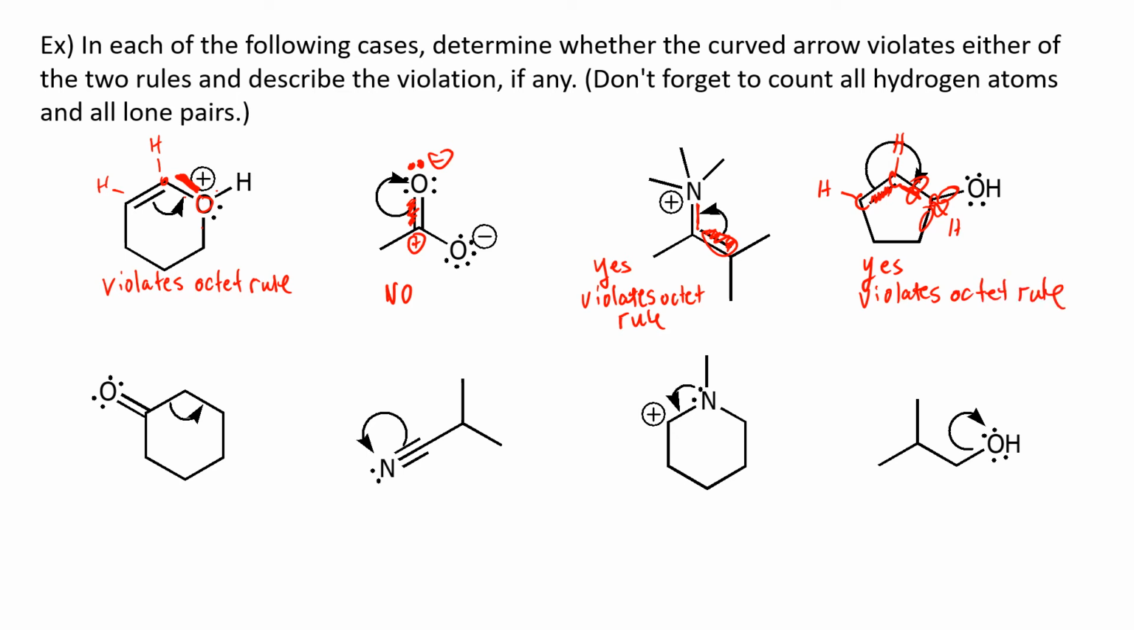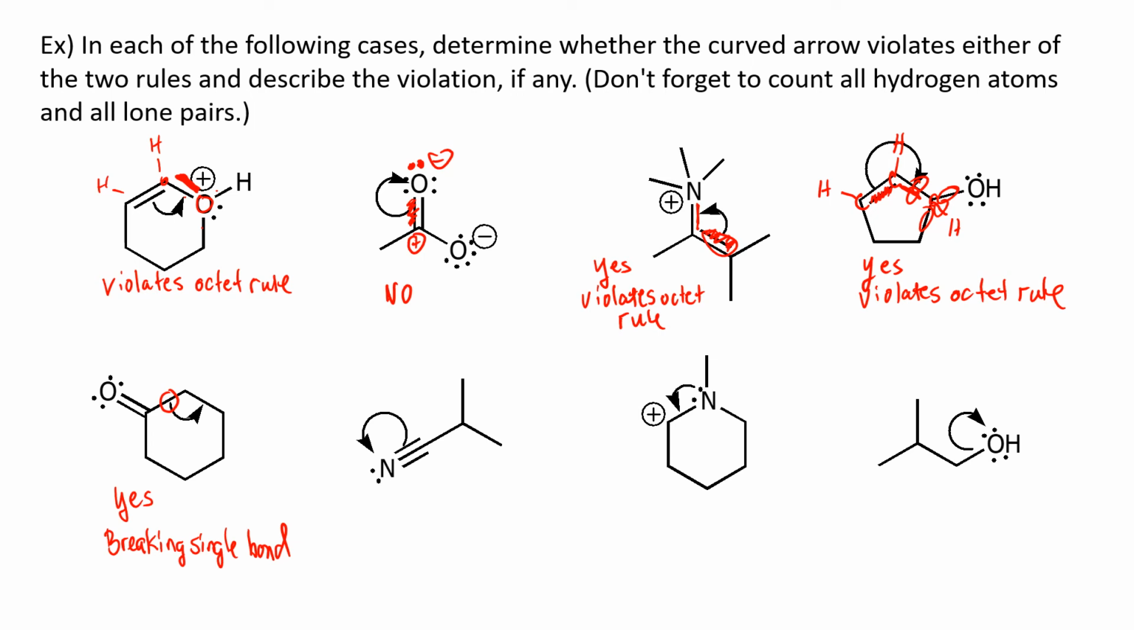In our next example, I hope you saw this immediately. When the tail of the arrow starts on a single bond, you know right away that this is going to violate one of the rules. So yes, this is a violation, and we're breaking the single bond. Violates the rules for resonance arrows.